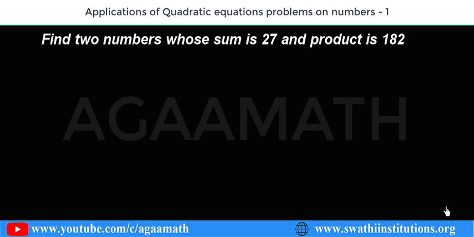This is Rakesh. Today we are going to learn about quadratic equations, applications of quadratic equations, problems on numbers. In our previous videos, we have introduced what is a quadratic equation and how to find the roots of a quadratic equation, different methods. Now here we are going to learn the applications of quadratic equations, problems on numbers. Of them, the first question: find two numbers whose sum is 27 and product is 182. Let us see how to find the numbers which satisfy that the sum is 27 and the product is 182.